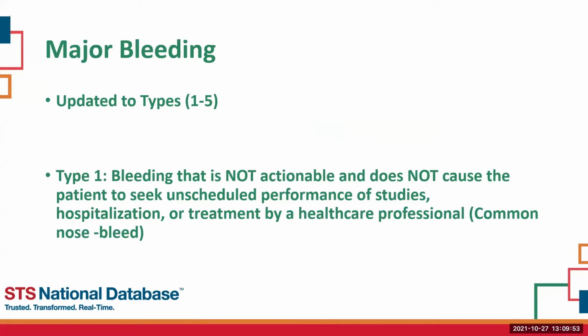Major bleeding, it's been updated. So now the bleeding AE has types, and we have 1 through 5. Type 1 is bleeding that is not actionable and does not cause the patient to seek unscheduled performance of studies, hospitalization, or treatment by a healthcare professional. So like a common nosebleed. And I know we can get into the nosebleeds that just go on, but this would just be your easy, everyday, simple nosebleed that the patient could kind of take care of on their own.